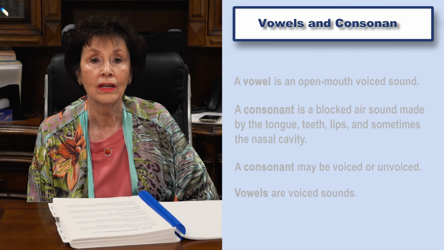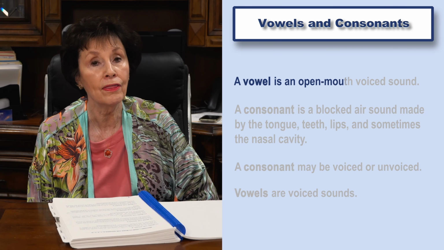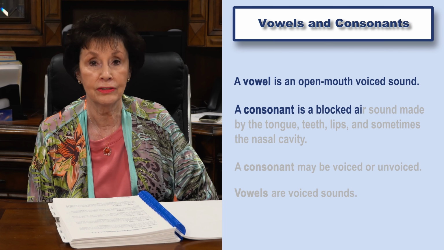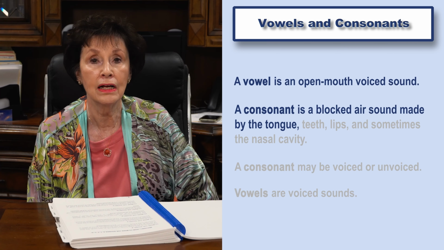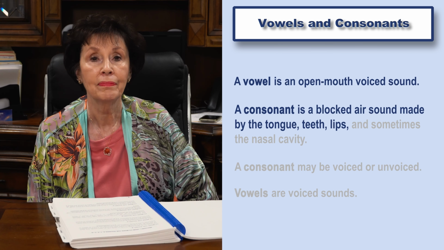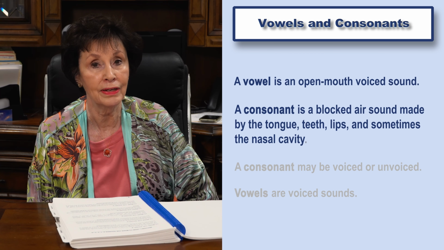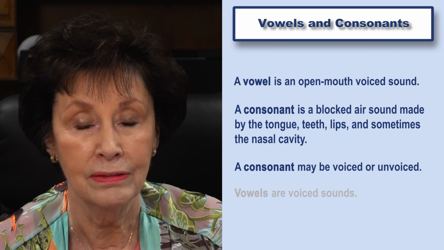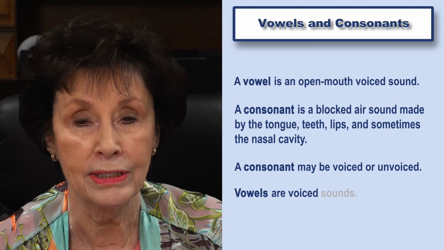Vowels and consonants. A vowel is an open mouth voiced sound. A consonant is a blocked air sound made by the tongue, teeth, lips, and sometimes the nasal cavity. A consonant may be voiced or unvoiced. Vowels are voiced sounds.